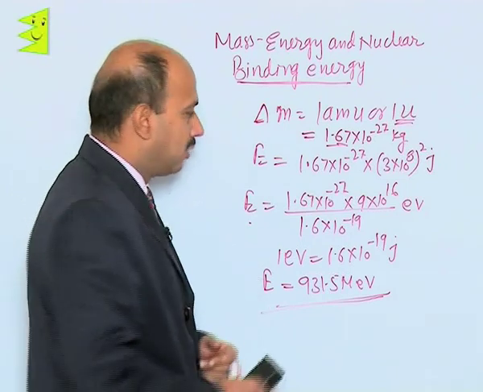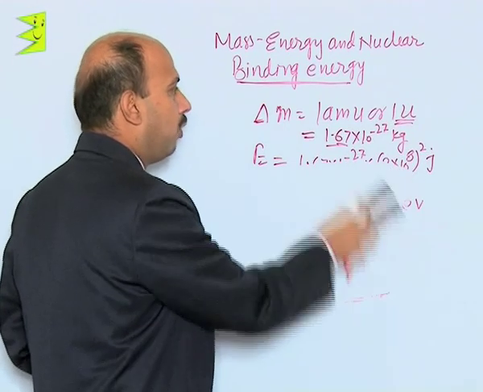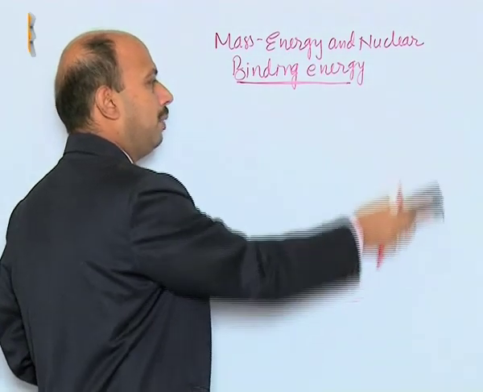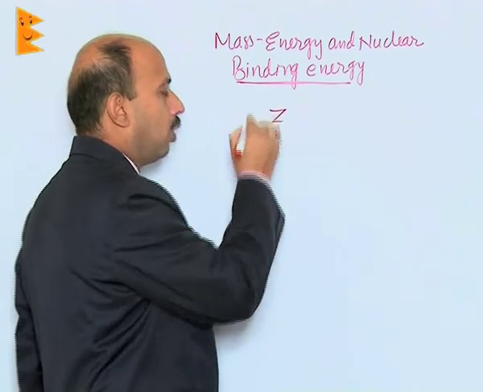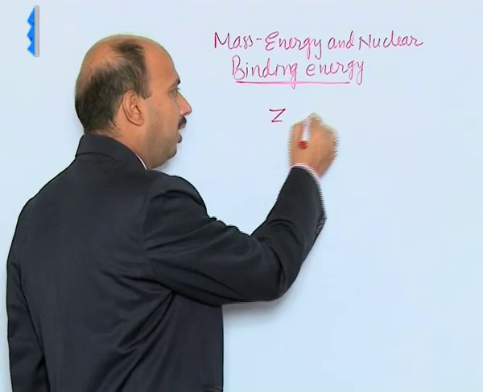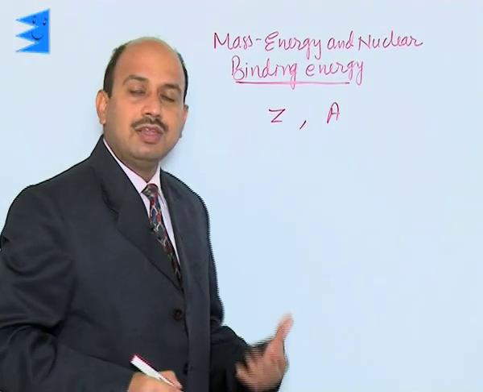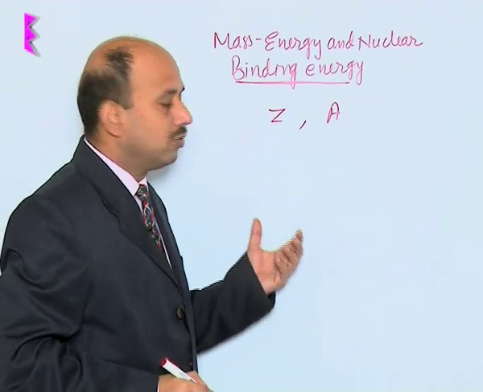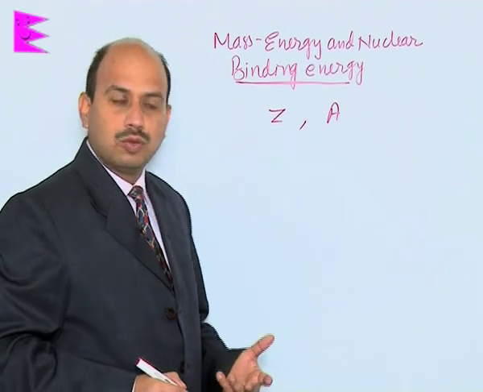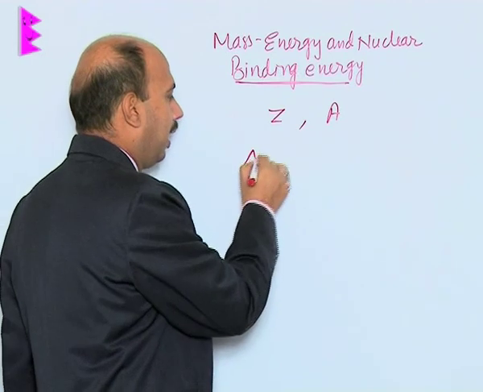Now let us take an example. Whenever a nucleus is formed, suppose any nucleus whose atomic number is Z and mass number is A, obviously a number of protons and neutrons are required to combine. The protons and neutrons make a nucleus. In that case we can calculate delta M.